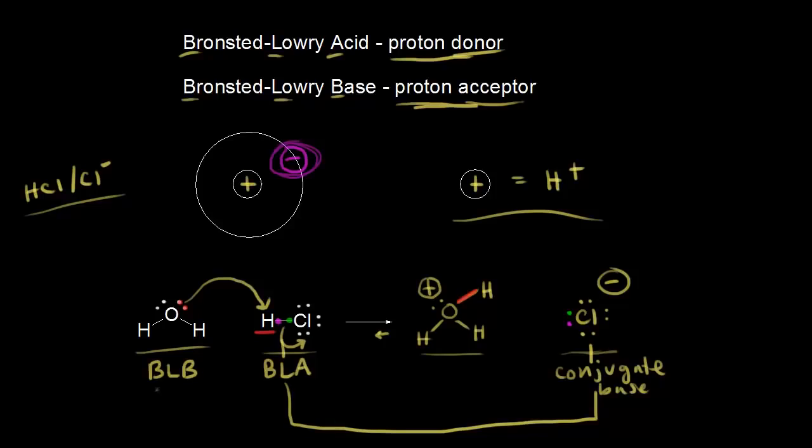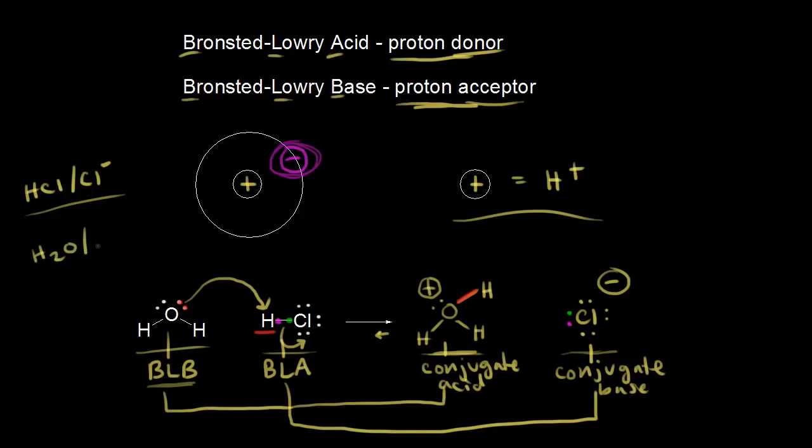Over here, water functions as a base. Once it picks up a proton, it could function as an acid. So this would be the conjugate acid. Let me write that. This is the conjugate acid to our base over here, to water. So we have another conjugate acid-base pair. Let me write that over here. So we have H2O and H3O+ as another conjugate acid-base pair.